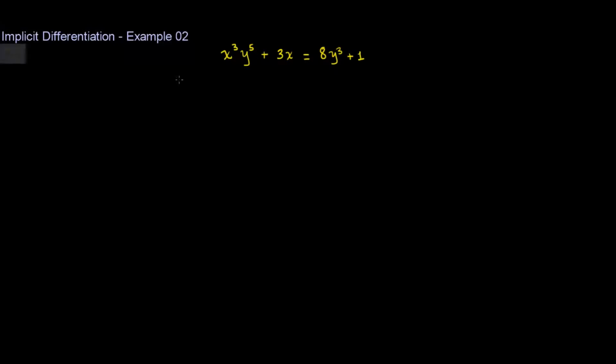Hi, in this video I'm going to solve this equation we have in the center in yellow. I'm going to use the implicit differentiation method. But first, here I have 1, 2, 3, 4 terms that I have to take the derivative of.